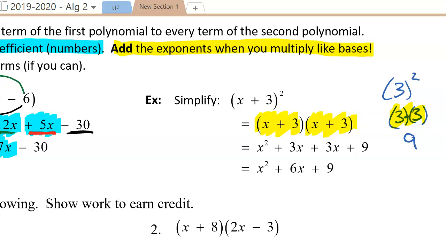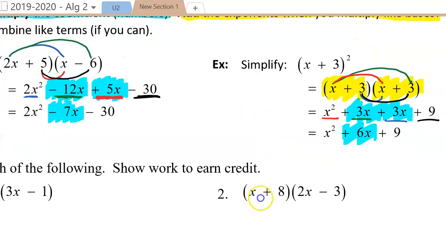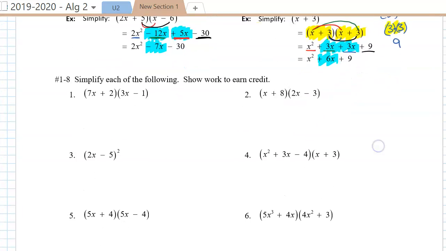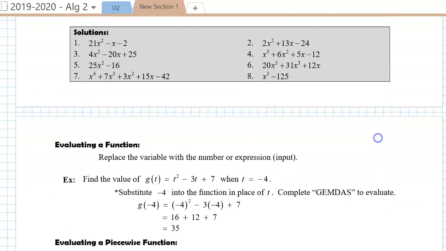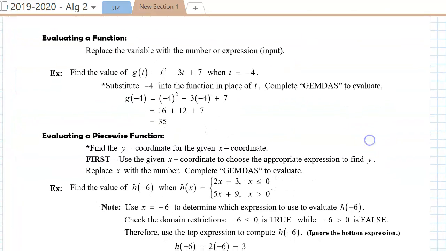From there we do our distributive property. x times x gives me x squared. x times 3 gives me 3x. 3 times x gives me 3x. And 3 times 3 gives me 9. Looking to combine like terms again, 3x and 3x gives me 6x. Go ahead and give those a try. Answers on the bottom.